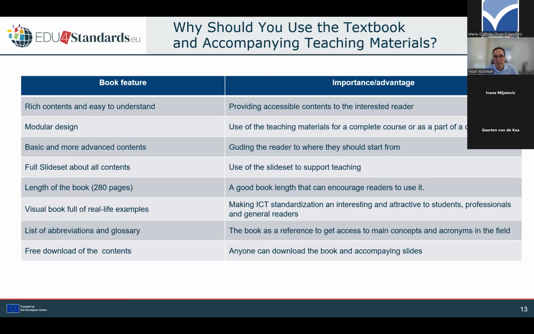There's a full slide set that is provided. The length of the book is, I think, very reasonable. It's 280 pages, so it encourages readers to perhaps read it from cover to cover.